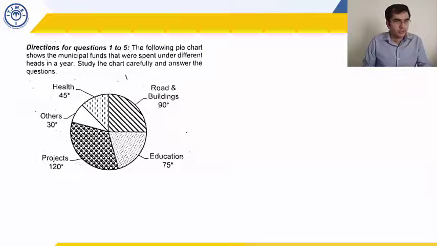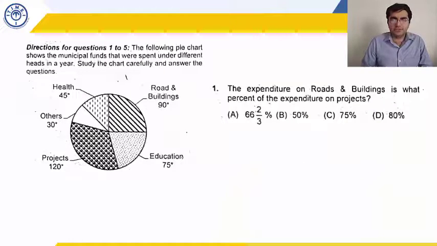What are you given? You are basically given municipal funds that were spent under different heads in a year. So out of the total municipal funds, which corresponds to 360 degrees, 90 degrees was spent on roads and buildings, 75 degrees on education, 120 degrees on projects, and so on. Okay, so this is your first question. Take 30 seconds.